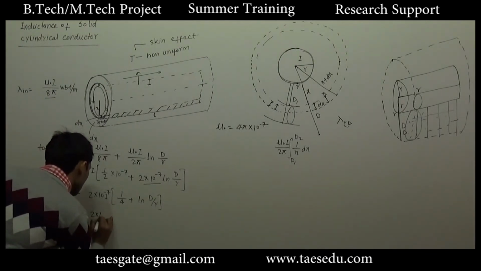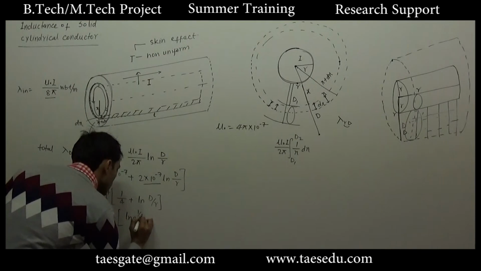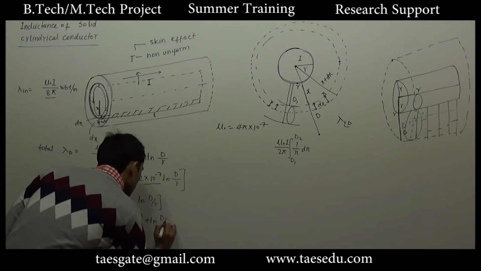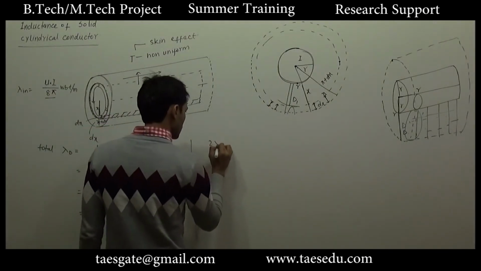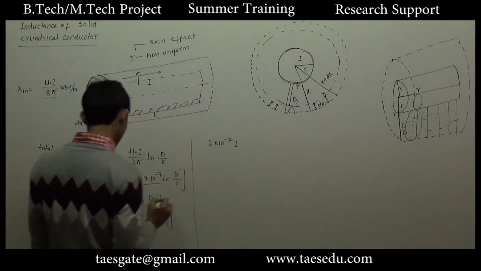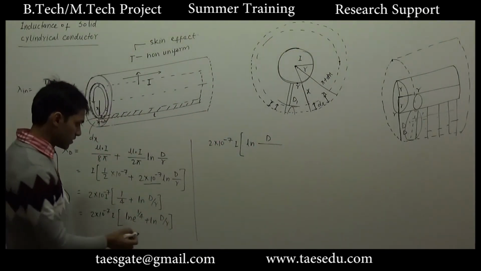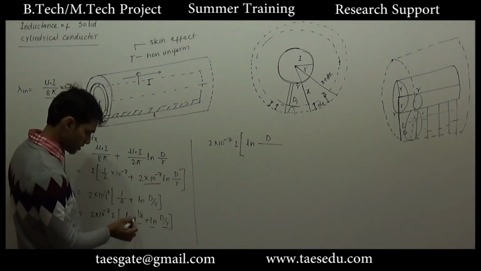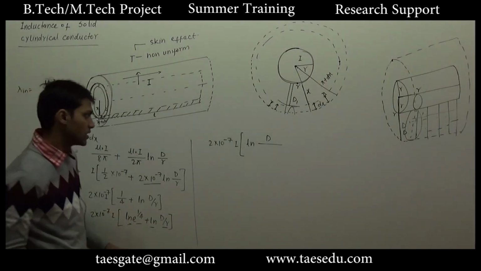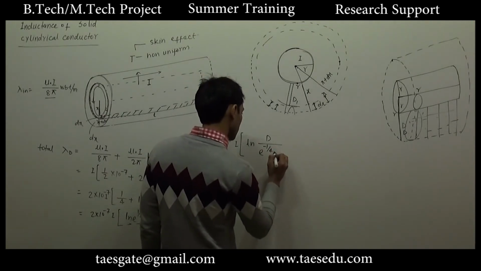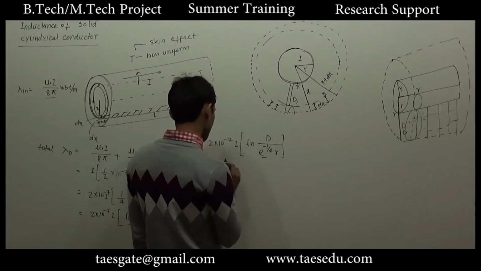Here we will have 2 into 10 to power minus 7 into I. 1 by 4 can be written as ln e to power 1 by 4, plus ln d by r. So 2 into 10 to power minus 7 into I ln d divided by, when it comes into the denominator, first these two terms will be multiplied because we have log. So we will have e to power 1 by 4 into d by r. When you take this part to the denominator, this gives you e to power minus 1 by 4 into radius. And the value of this quantity is 0.7788.